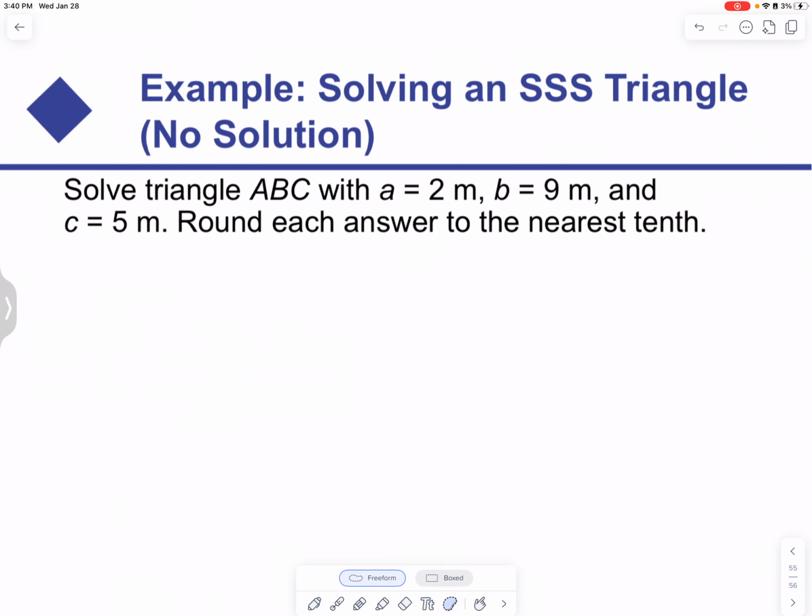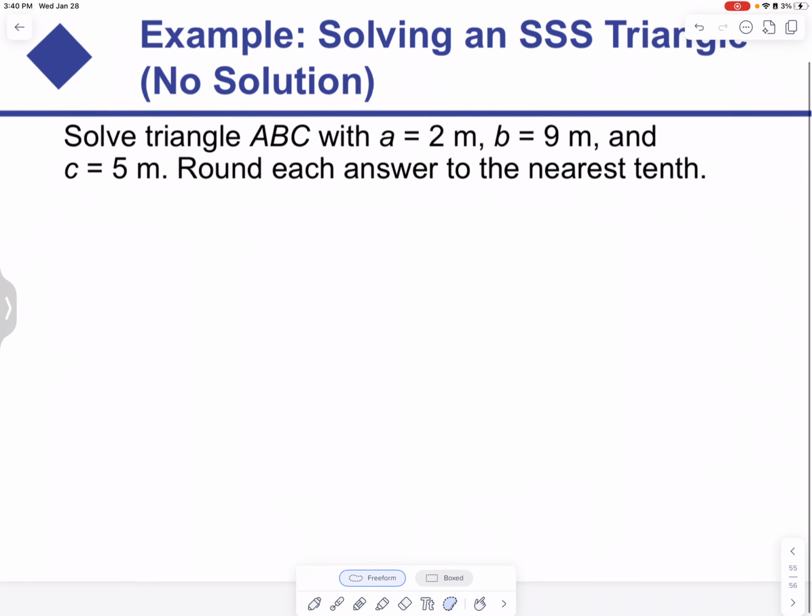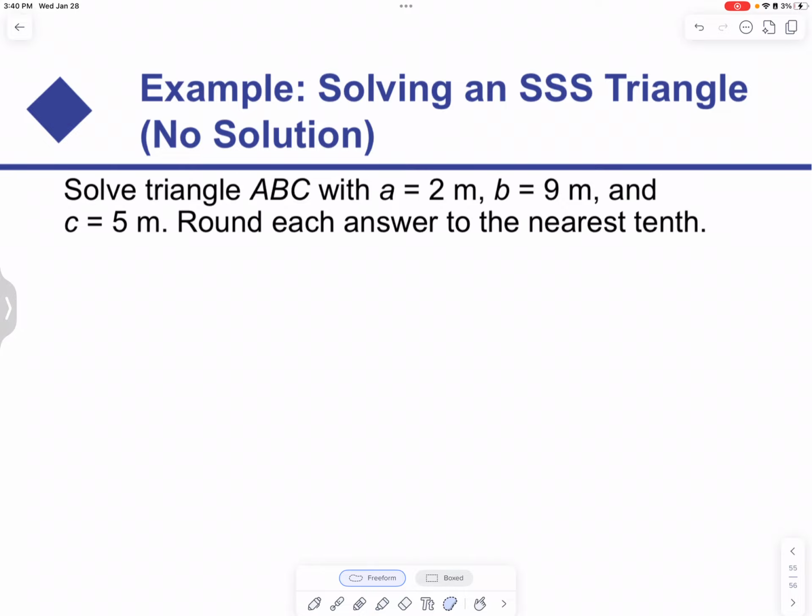Solve this triangle where a, b, and c are given. Round each answer to the nearest tenth. Side, side, side. Okay, so let's do the same thing. It says no solution. Let me think. Yeah, let's proceed like we did before. So we're doing side, side, side, so let's start by trying to find angle A using the law of cosines. From the law of cosines, we have a squared equals b squared plus c squared minus 2bc times the cosine of angle A.